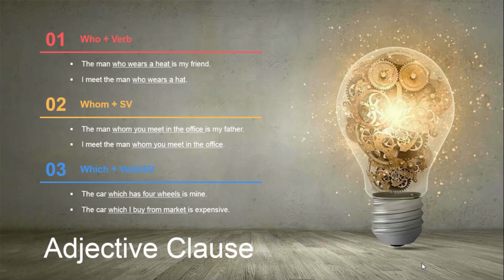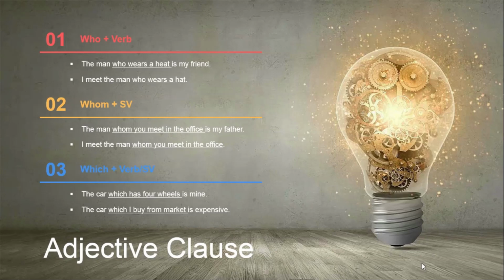Why is that? It's using who. The man who wears a hat is my friend. So "who wears a hat" is an adjective clause that describes the man. Now, if "who wears a hat" is removed, the sentence is still correct because there is already a subject and verb. But if you want to include an adjective clause, you can do it like this: after the subject, you follow with the adjective clause.